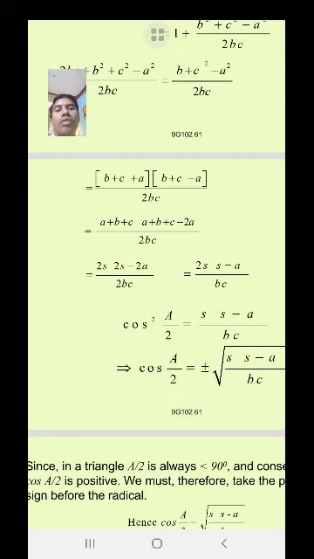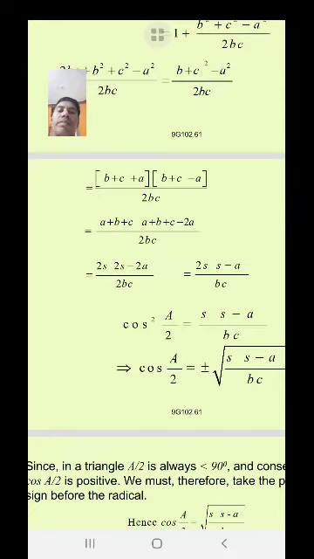2s into, if we took 2 common from the second factor, it is 2 into (s minus a). So in the numerator and denominator, 2 get cancelled. In the numerator we have 2, another 2. One 2 is cancelled by the denominator, so another remaining 2 is there. So 2 into (s minus a) by bc.